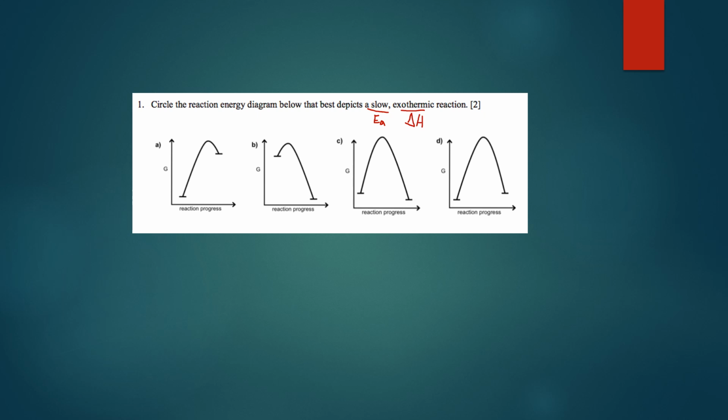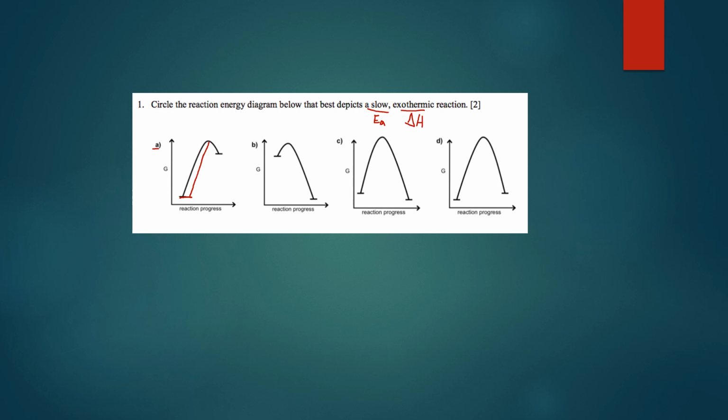So in this first one, let's look at A. The reactants are always on the left-hand side, just like if we were writing a chemical reaction. And we have to go all the way up to the top of the hill. So that's a huge activation energy. Well, that means it's going to be a very slow reaction. It's got a long way to get to the top of the hill. So A is a possible choice because it's slow.